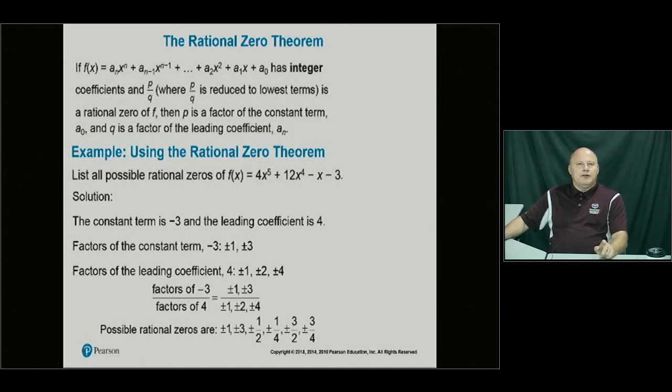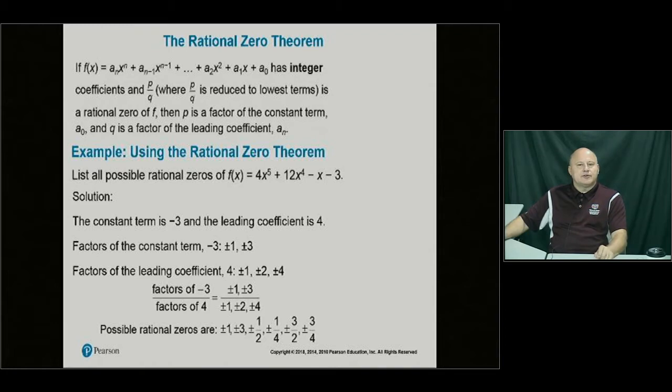Now there are 1, 2, 3, 4, 5, 6 possible ratios. So that means there's 12 possibilities, because each one has a plus or minus in front of it. So there are 12 possible rational zeros here. And you're like, 12? That means any one of those 12 could be it? Yes, that's true. But look at the alternative.